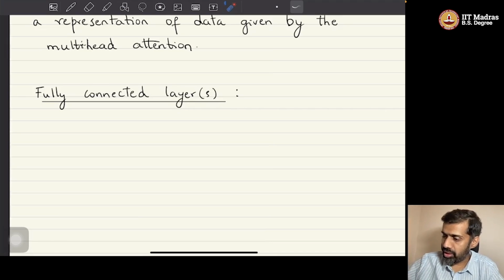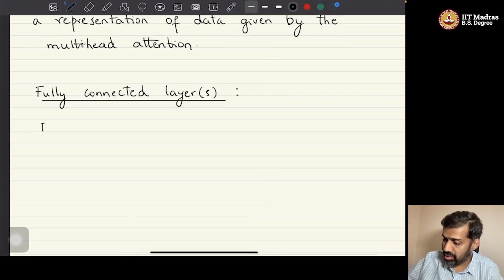Okay, so how do we do that? For each position j in the sequence.